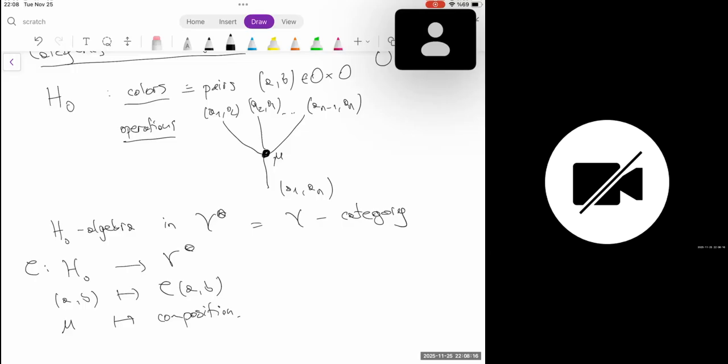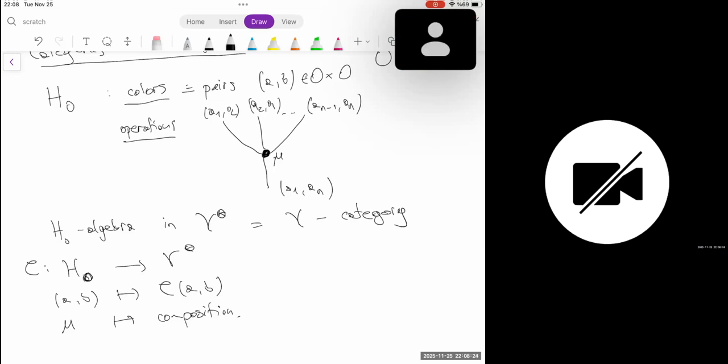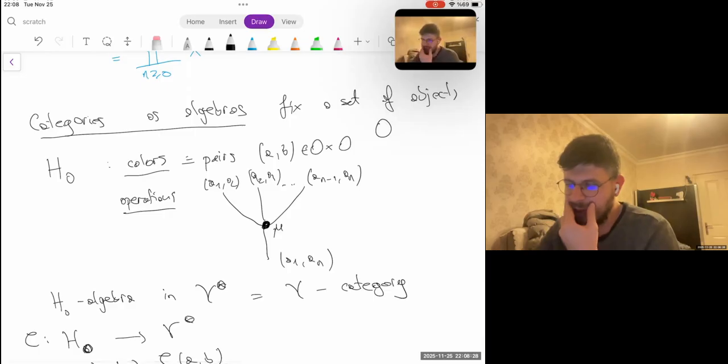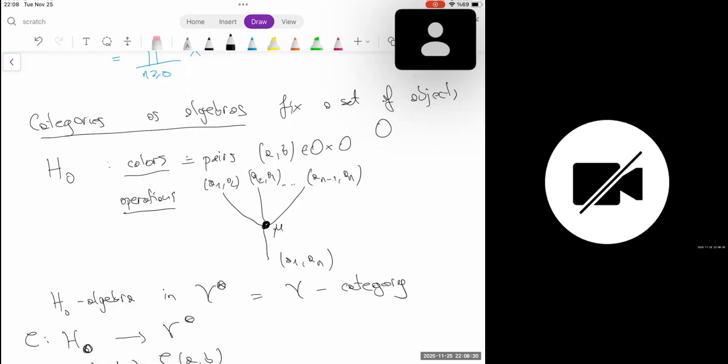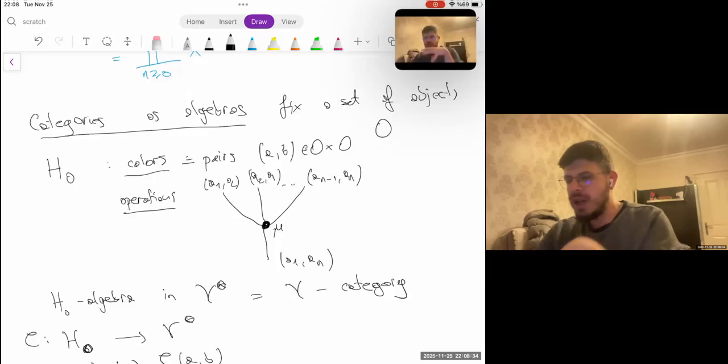What role does the H0 algebra play? No, it's not H0, it's attaching an O. O is a fixed set of objects, okay? And HO is an operad whose colors are pairs of objects.